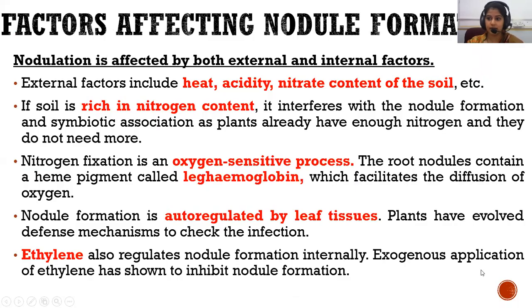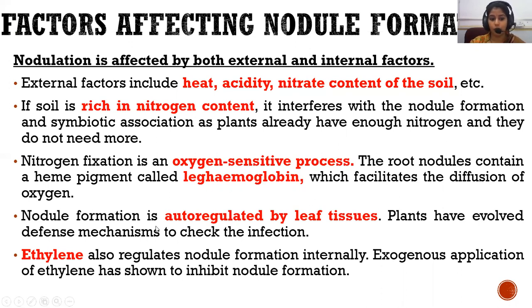So what are the factors that can affect nodule formation? There can be external factors such as heat, acidity, or nitrate content in the soil. If the soil is highly rich in nitrogen content, it will inhibit nodule formation. As we all know, the lesser the nitrogen in the soil, the more will be the nitrogen fixation. So the presence of more nitrogen will inhibit nodule formation. Nitrogen fixation is a highly oxygen sensitive process, as we all know, so the presence of oxygen can interfere with it. There is a pigment such as leghemoglobin, which facilitates the diffusion of oxygen.